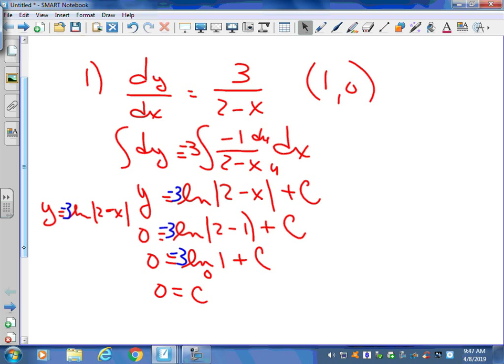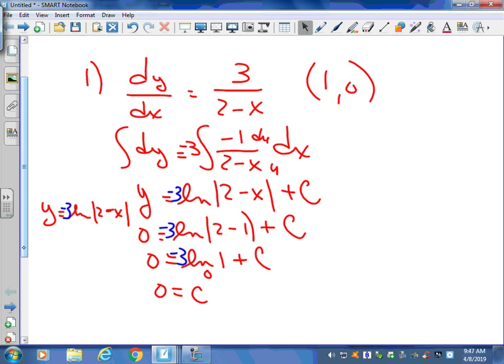Does it always equal ln of 1? Because then, what happens if it's like ln of 2? Oh, well, that's a good point. What if it was ln of 2? Well, if it was ln of 2, then you move it to the other side, and C would be an expression. All right. Yeah, that's a good point. So if this isn't ln of 1, ln of 2. Right, yeah.